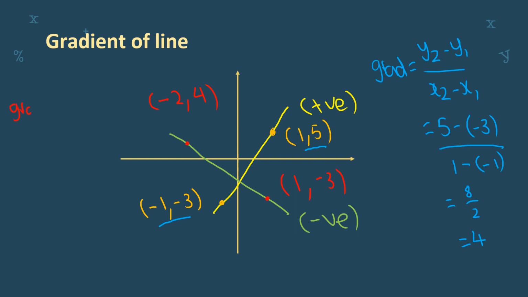Gradient for this would be, okay, in this case, we let this be our 2 and let this be 1. So y2, which is 4, minus -3 over x2, which is -2, minus 1. So this will give us 7 over -3. So our gradient for this is -7 over 3. So this is a downward sloping line because it's a negative value.